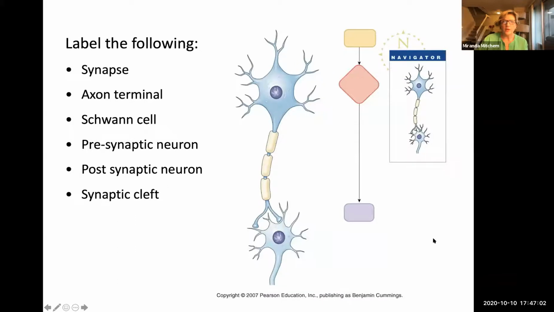Okay, so I'd like you to go through and label all of these different structures that we've gone through. We've actually just reviewed all of them with the exception of the Schwann cell. And the Schwann cell is actually associated with making myelin. So we'll get to that in a moment. But please practice doing this in your studying.